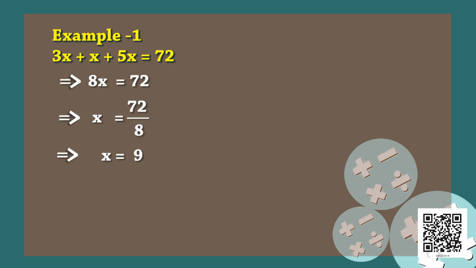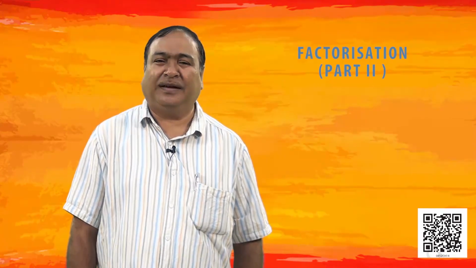Therefore, 8x is equal to 72. Therefore, x is equal to 72 by 8, that is equal to 9. Can you identify the error in this flow? Yes. In case of x, the coefficient 1 is there, she is not taking that 1. Because of that reason, she got 8x instead of 9x. Therefore, even if there are no coefficients mentioned with variable x, you should assume that 1 is always there.